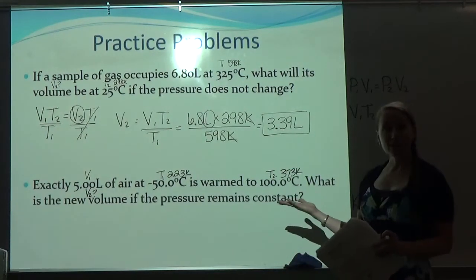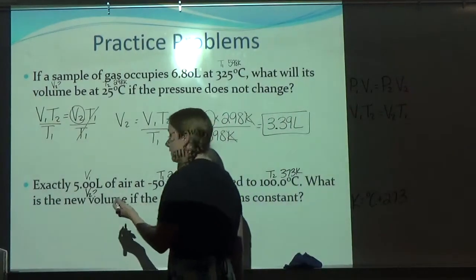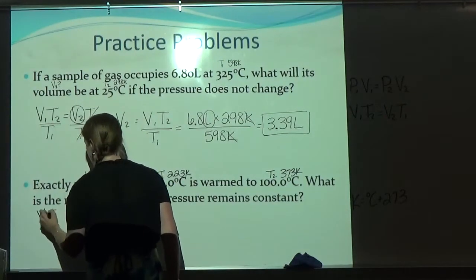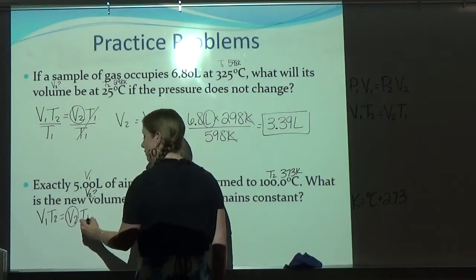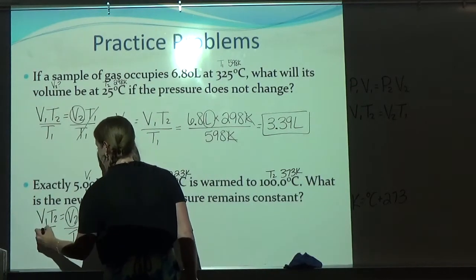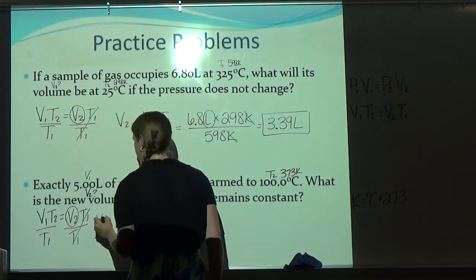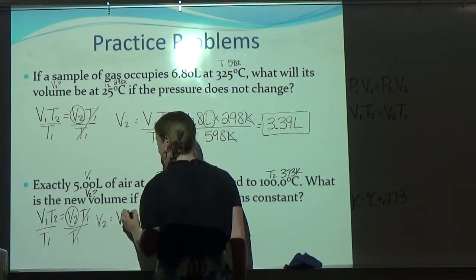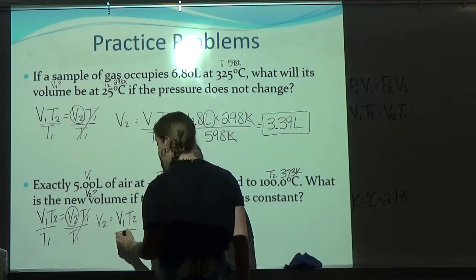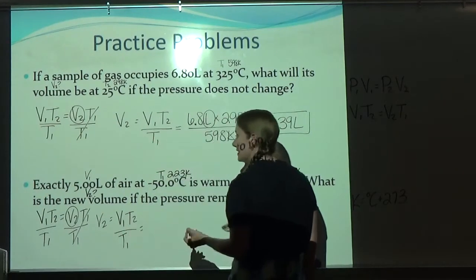All right, so once I have all my numbers ready, I'm ready to use my formula. So I'll just show you how to rearrange it one more time. So we're solving for V2, so I divide both sides by T1 to get it to the other side. Remember, whatever you're solving for, you want it to be by itself on one side of the equation. So it's V1 times T2 over T1. And so then I just plug in.